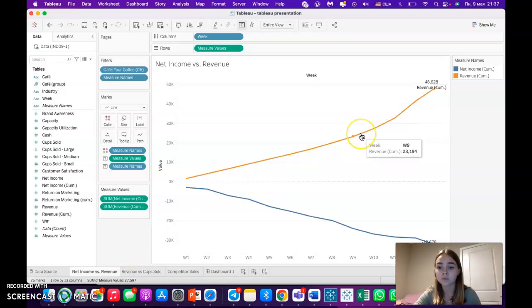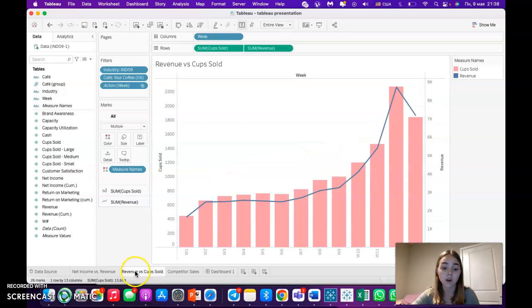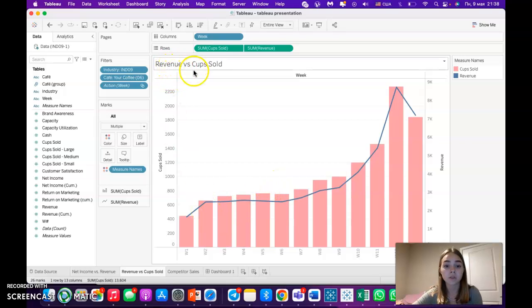So the first line is for revenue, and we can see that it was increasing, and at week 13 it had the highest amount, and that was 48,628, and the net income for my business is negative, which means that we had a loss, and it is minus 32,670.